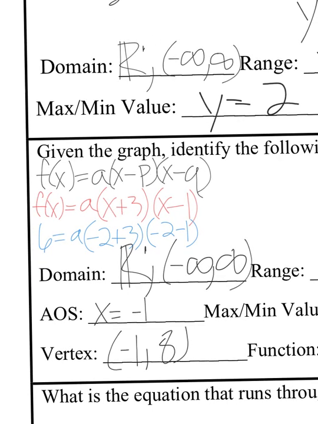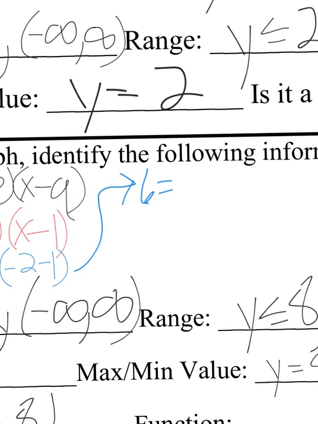So let's take it up here. What's negative 2 plus 3? That's 1. So 6 equals a times 1.